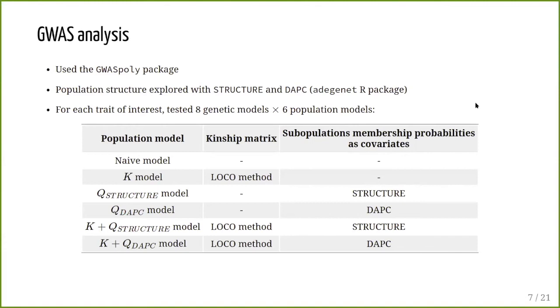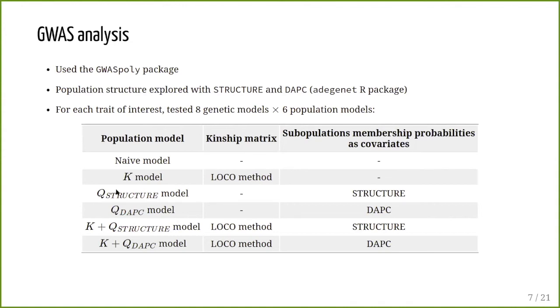For each trait of interest, we tested the different genetic models that are offered in the GWASpoly package, but what we wanted to test was how to properly correct for the impact of population structure. And so for that, we use different population models. So we started with a GWAS model that was the naive model. There was no kinship matrix, no correction for subpopulations, etc. We tried also a K model in which we included only the kinship matrix that was computed using the LOCO method.